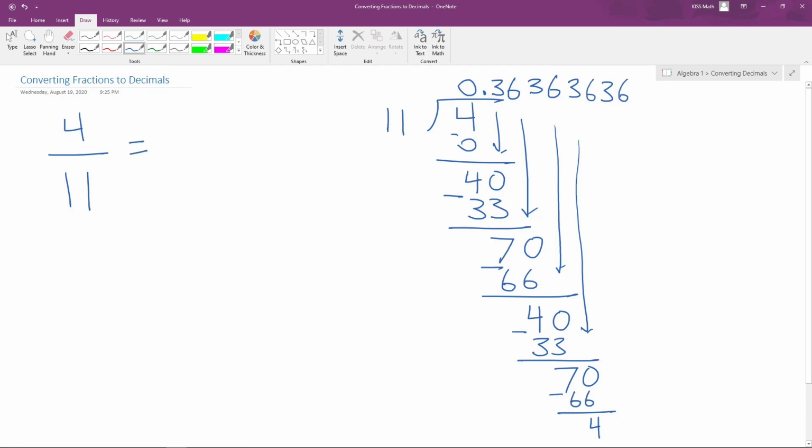So the way we write this is 0.36 bar, and this time the bar is over both of these digits because both of these digits will be repeating forever.